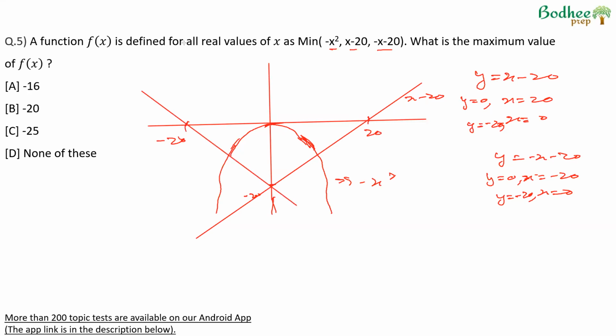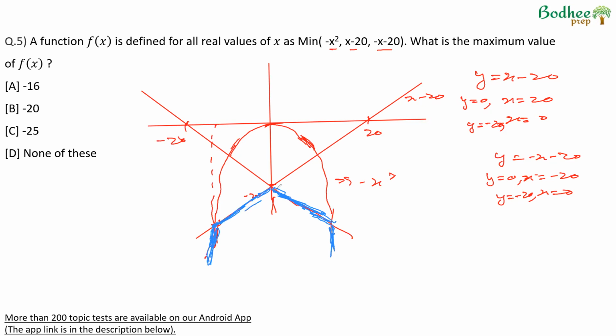Now we are looking at the minimum of these three functions. As you can see at the point of intersection, for any value which is less than this point of intersection, the lowest value of the three will be the curve. And therefore, if I look at the curve for f(x), it will trace the x square curve till this point. Then it will trace this line, which is the lowest out of these three. From here, it will again trace the line for minus x minus 20. And from this point, it will again trace the x square curve.